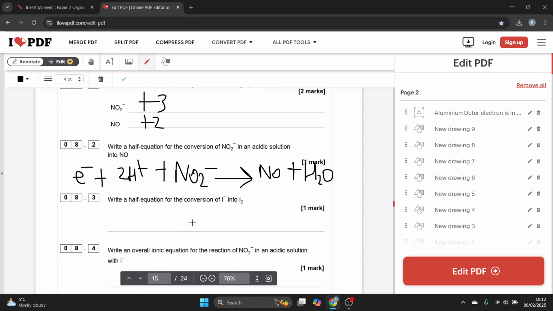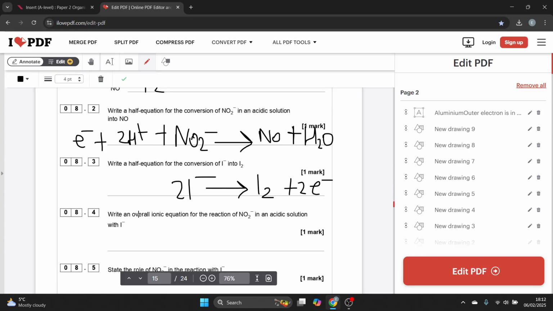Now the half equation for the conversion of I minus into I2. Well, first things first, I've got 2 iodines on the right side, so I need a 2 here. Then, because I want to balance the charges, I just need to add 2 negatively charged electrons here. Write an overall ionic equation for the reaction of NO2 minus in acidic solution with I minus.